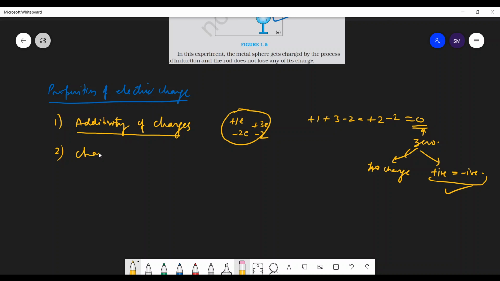Next is charge is conserved. You can neither create a charge nor destroy a charge. What does this mean? Even in nuclear reactions, charge is conserved.